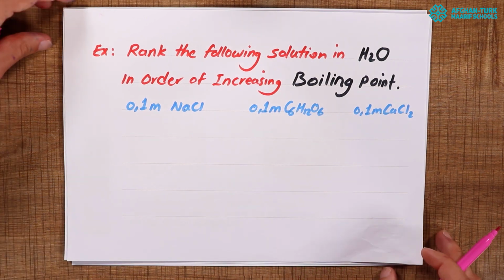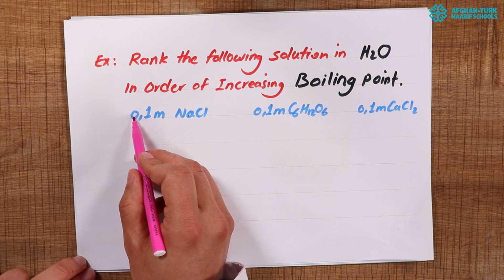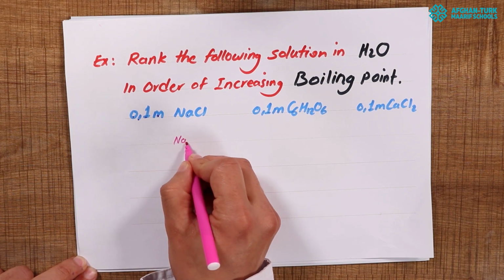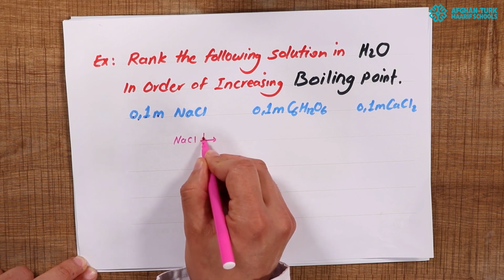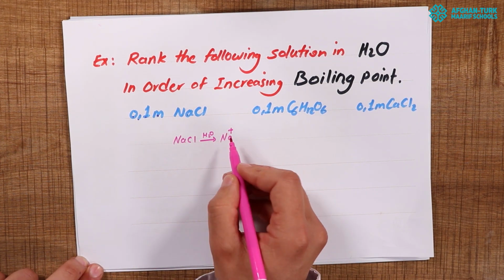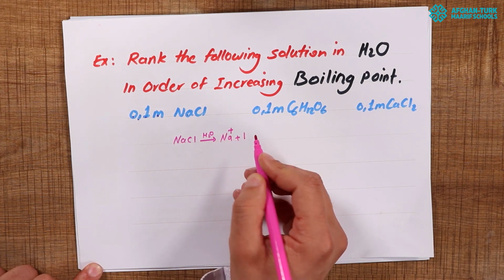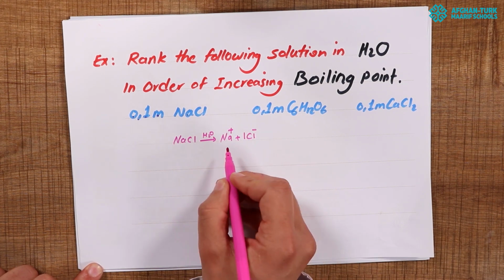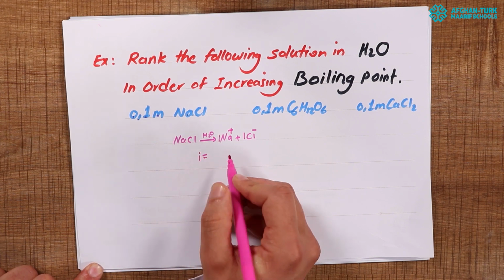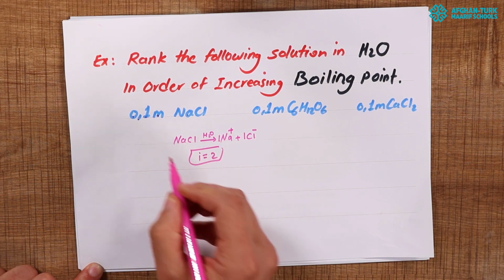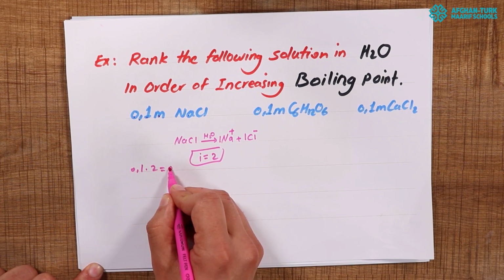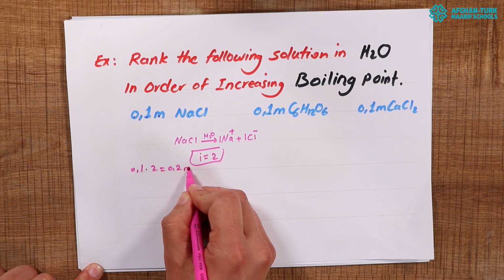Let me do this example. Here we have 0.1 molar sodium chloride. At first you should dissociate sodium chloride in the water. It will give us two particles: 1 mole of sodium ion and 1 mole of chloride ion. It means the value of i is equal to 2. We multiply 0.1 times 2, which is equal to 0.2 mole particles.